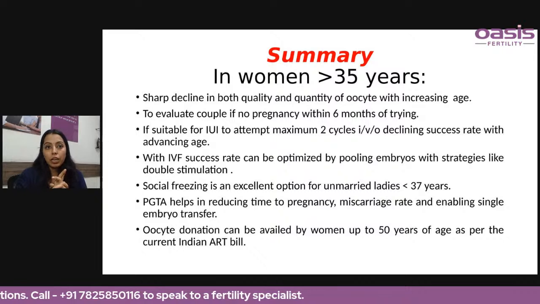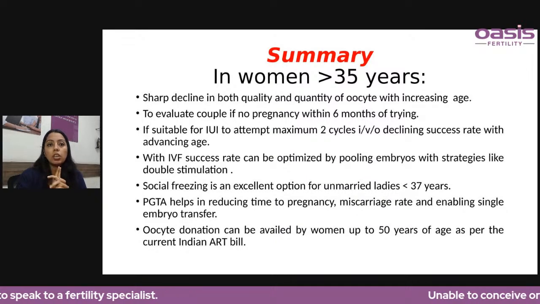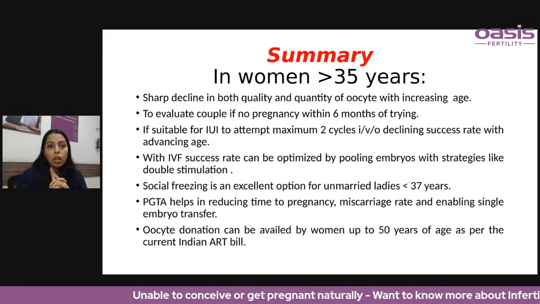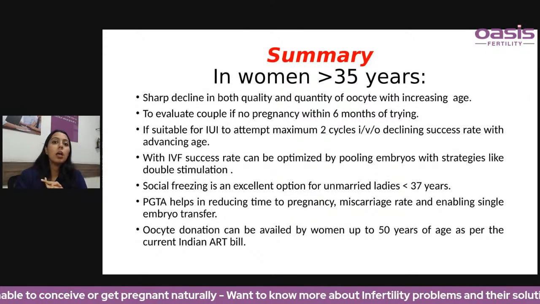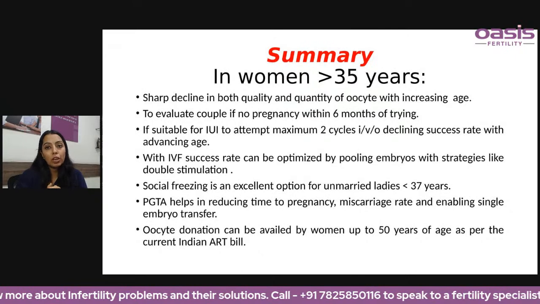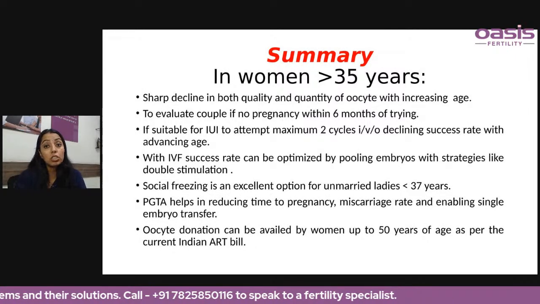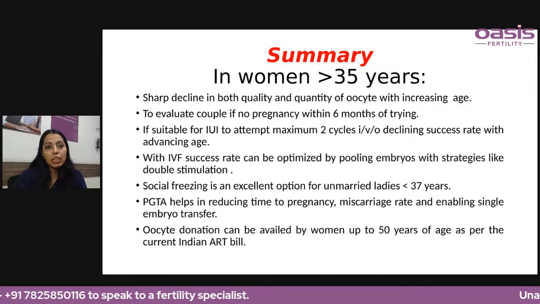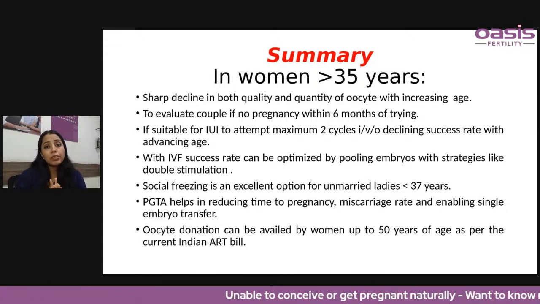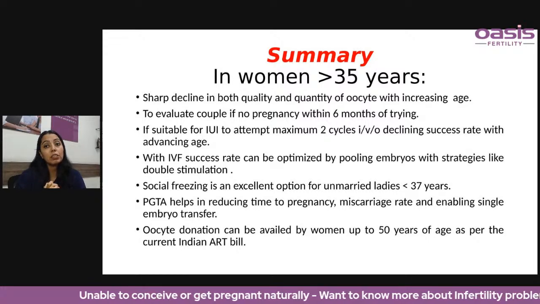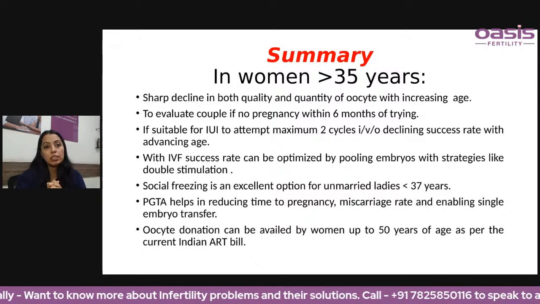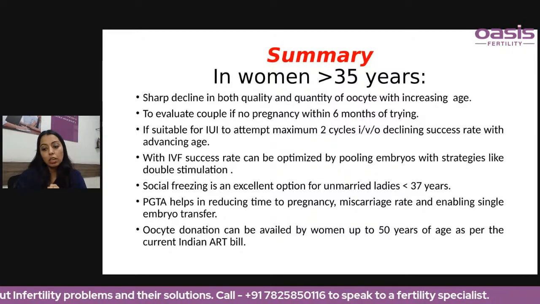If you're found to be suitable for an IUI cycle, it would be wise to attempt a maximum of 2 cycles and not more because of the declining success rate with advancing age. With IVF, the success rate can be optimized by pooling the embryos with strategies like double stimulation. Social freezing or oocyte cryopreservation is an excellent option where the female's age is less than 37 years preferably. PGTA helps to reduce the time to pregnancy and the miscarriage rate, and also gives us confidence to go ahead for a single embryo transfer even if the mother's age is more. And oocyte donation can be availed by women up to the age of 50 years as per the current Indian ART bill if required.